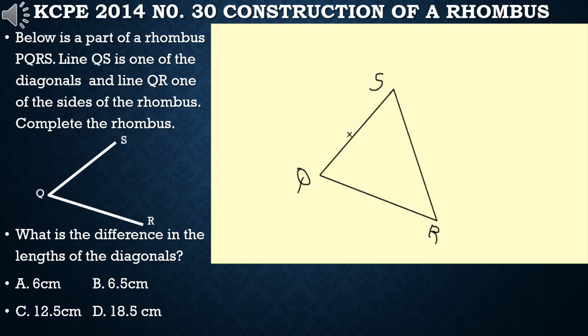These are diagonals, they're supposed to be inside. So now we know in a rhombus all sides are equal. So we are supposed to take the measurement of QR with our compass. We stretch the compass to give us the length of QR. Then standing at point Q, we make an arc on this side where we expect our point P to be.